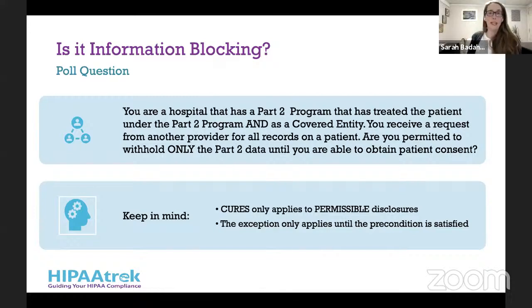Right. So the folks that say yes were correct, because this is saying that underneath the privacy exception that we just covered, you're allowed to withhold information until you get that patient consent. And how this question is worded is just that you're releasing all the other information, but withholding that Part 2 data because you don't have patient consent yet, which is exactly how it's meant to work.